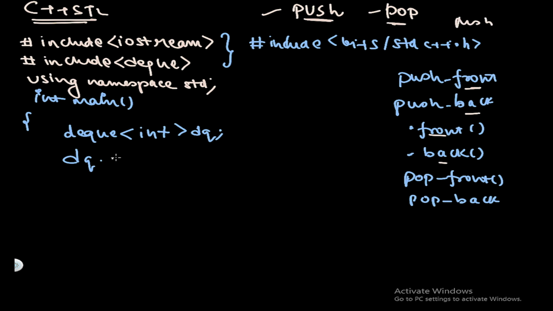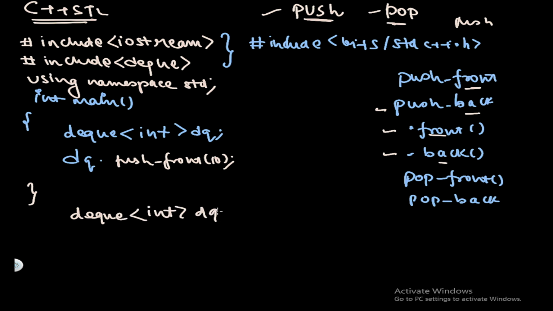So we can say dq.push_front(10), dq.push_back(20), dq.front(), dq.back(). These are all the functions which can be helpful in a deque. And we can also initialize it with this syntax: deque<int> dq = {10, 20, 30} and so on. So this is the kind of data structure which we can use.